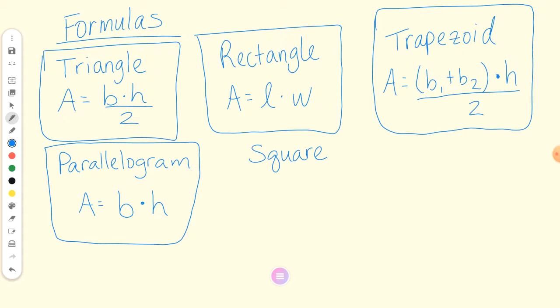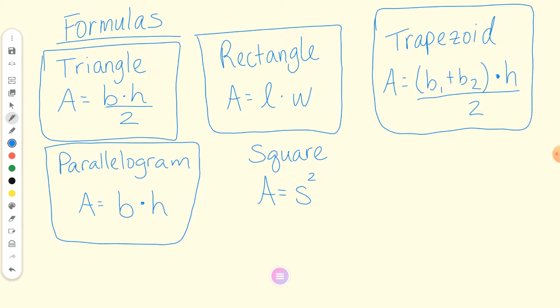You may think they know the formula for area of a square, and it's not length times width. That's why we can survive without it. A equals side by side, so side squared, which means side length equals the area.